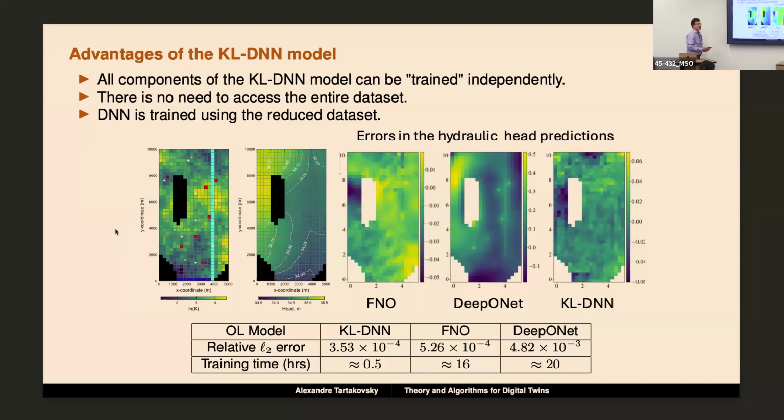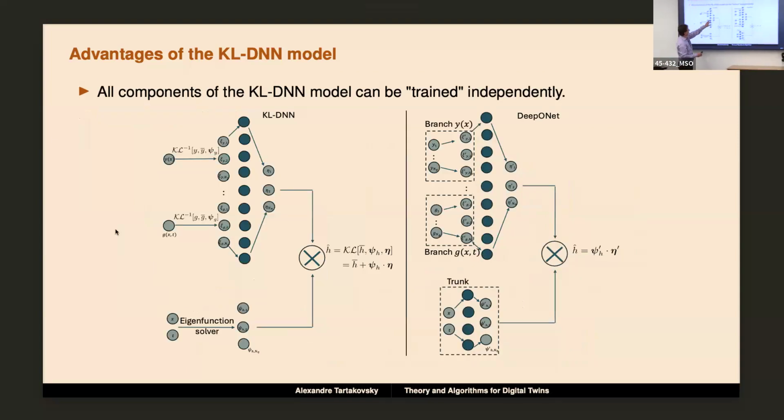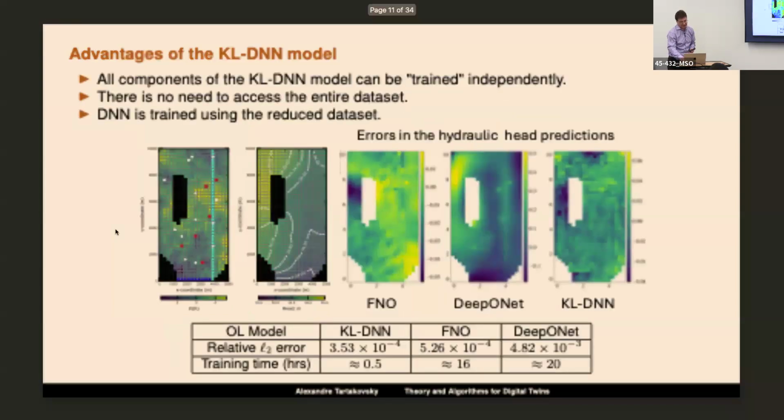Is the size of the networks very different between the three? Well, the size of these parts is the same, but I don't remember how big the sub-branch and trunk neural networks were that they used. In general, of course, for a fair comparison, we want the number of outputs of the trunk neural network to be equal to the number of terms in the KL expansion.